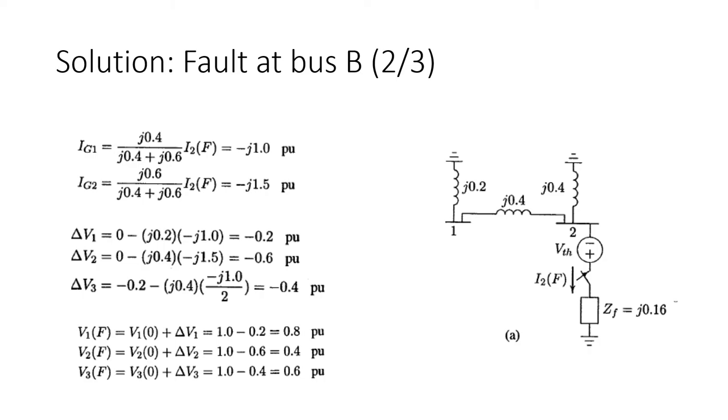Now you can find the contribution of the generator to the fault current, right? You could see that this is also the current division at bus number 2, because you have generator 2 over here and generator 1 right here. So the fault current is negative j2.5, and you have the current division on the two routes, on the left and on the right. From the left, you have higher reactances. That's why you have the lower current. So you have negative j1 on the left, and negative j1.5 on the right, because on the right route you have the smaller reactance.